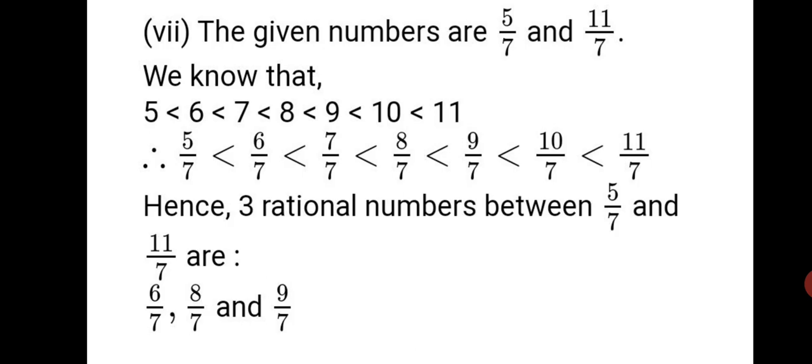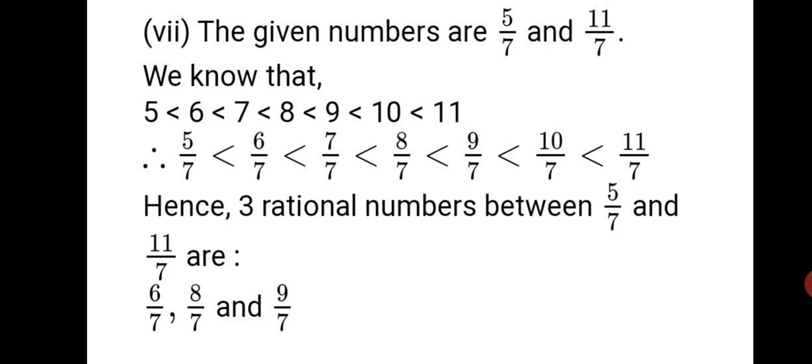Okay. So this way you can find your answers easily. 7th sum. The given numbers are 5 upon 7 and 11 upon 7. Denominators are already equal. So between 5 and 11 you have to search. You know that 5 is less than 6, then 7, 8, 9, 10 and finally we reach till 11. Take them upon denominator 7.